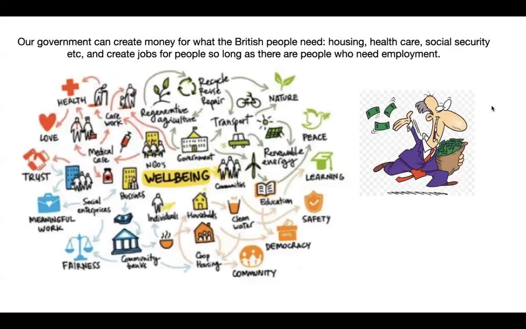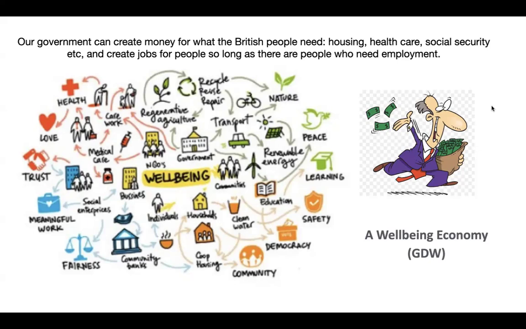Our government can certainly create money for what the British people need, which is housing, healthcare, social security, etc. And they can create jobs for people so long as there are people who need employment. So instead of just aiming for a balanced economy, the government needs to aim for a balanced well-being economy. And that is not going to be measured in terms of GDP, but GDW, gross domestic well-being.